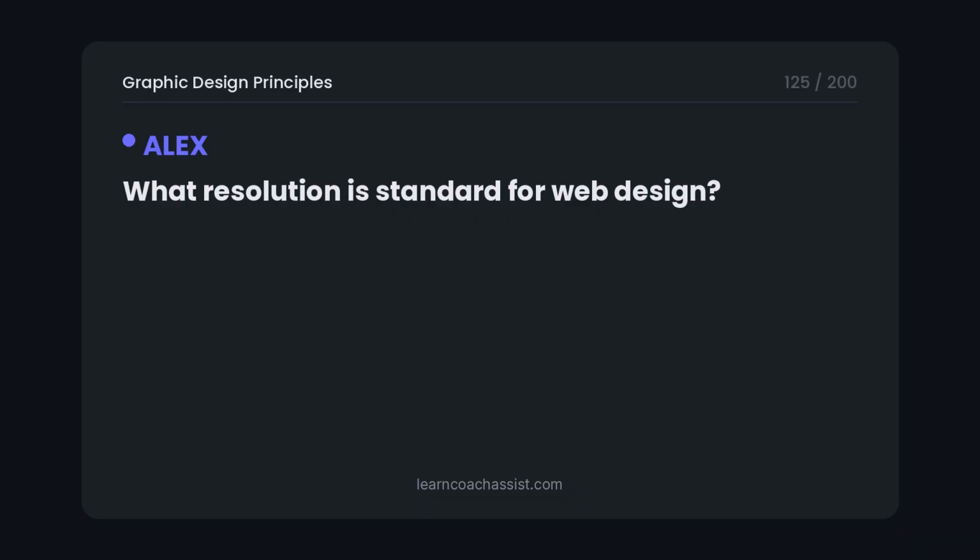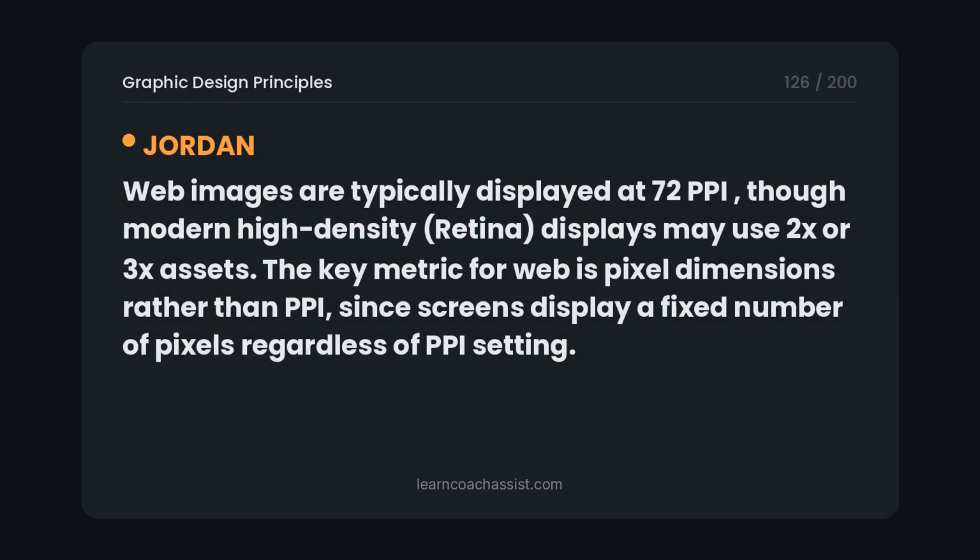What resolution is standard for web design? Web images are typically displayed at 72 ppi, though modern high-density Retina displays may use 2x or 3x assets. The key metric for web is pixel dimensions rather than ppi, since screens display a fixed number of pixels regardless of ppi setting.